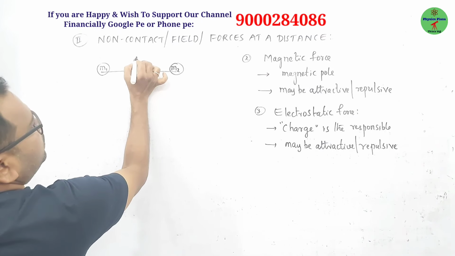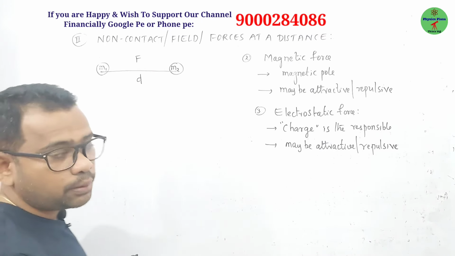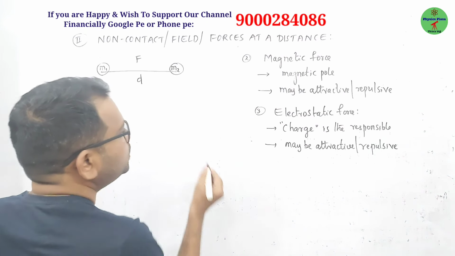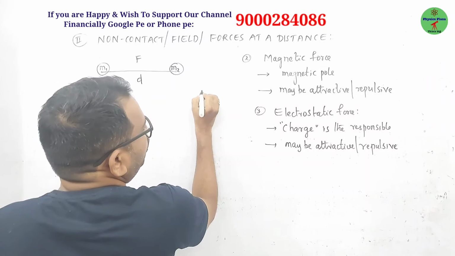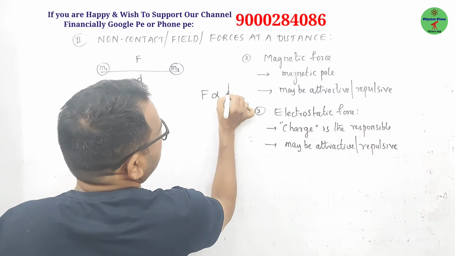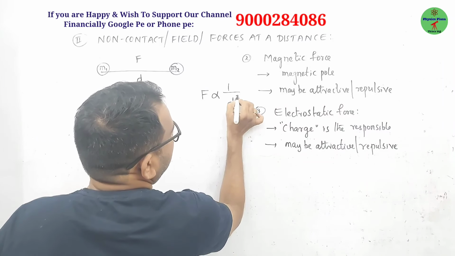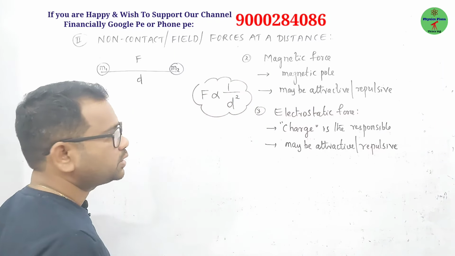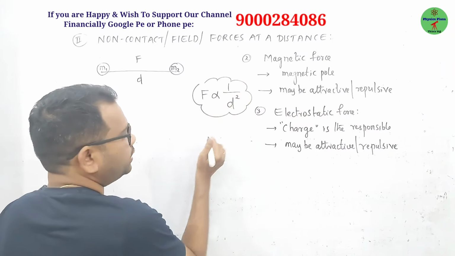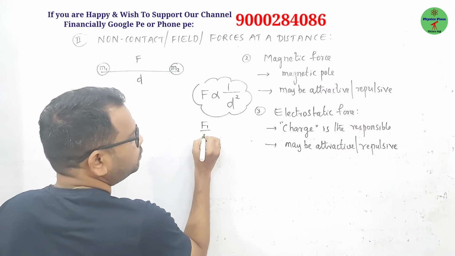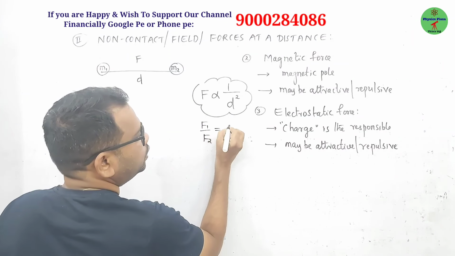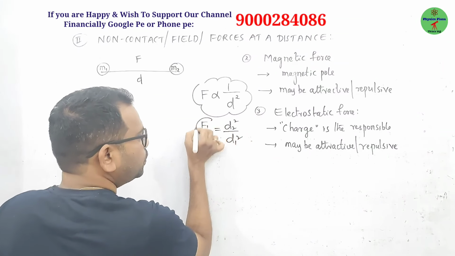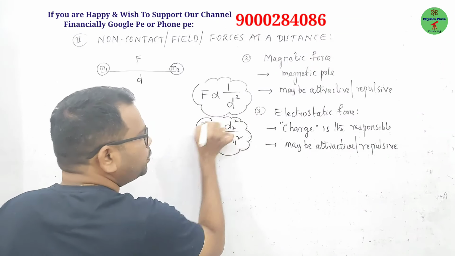So definitely there will be a force. How this force is related to the distance is the matter. The magnitude of the non-contact force is inversely proportional to the square of the separation distance. If you want to compare, it can be written as F1 by F2 is equal to D2 square by D1 square. Now I'll tell you the use of this formula.